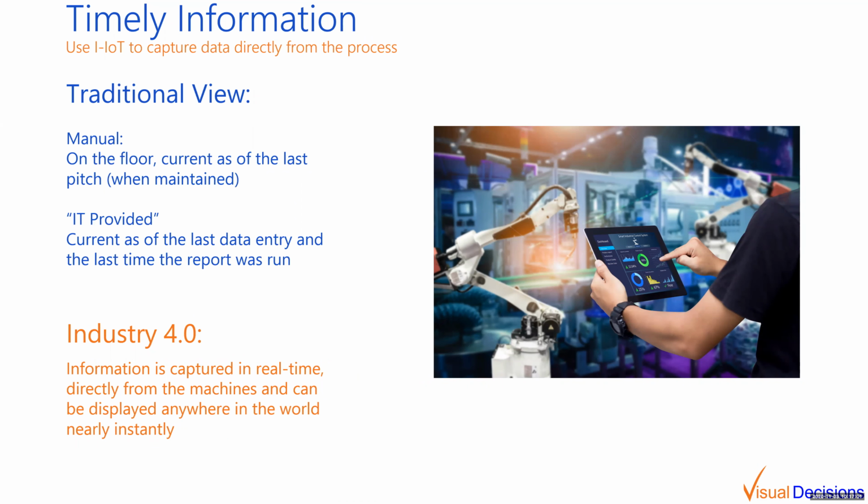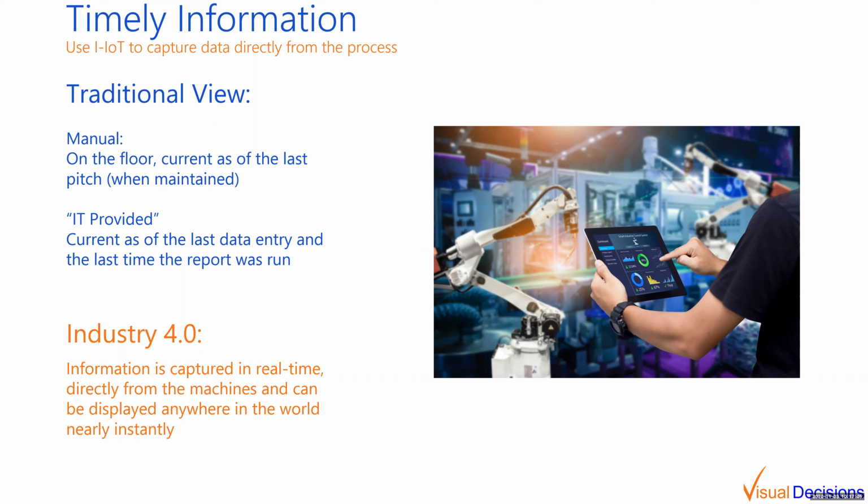His first point was timely information. Is the information timely? From a traditional view, as you're doing things manually on the shop floor, the information is current as of the last pitch. Every hour or every half shift or whatever, somebody's supposed to go up to that whiteboard and write down what they had produced versus their target. For IT-provided information, his point was that it's current as of the last data entry and the last time the report was run. Again, this is very ERP-centric in terms of what he's saying.